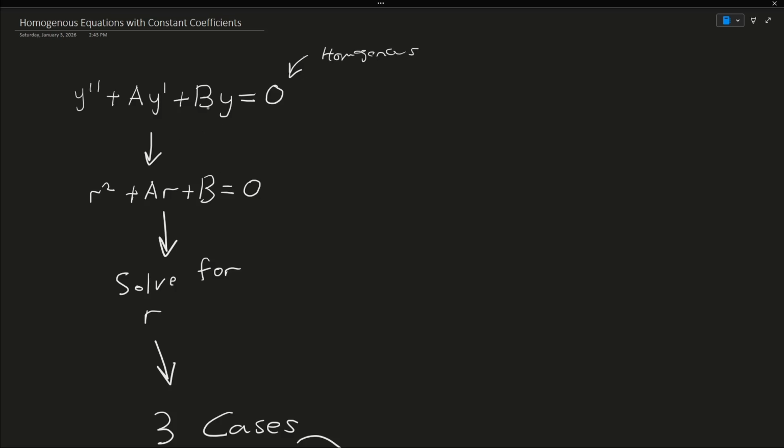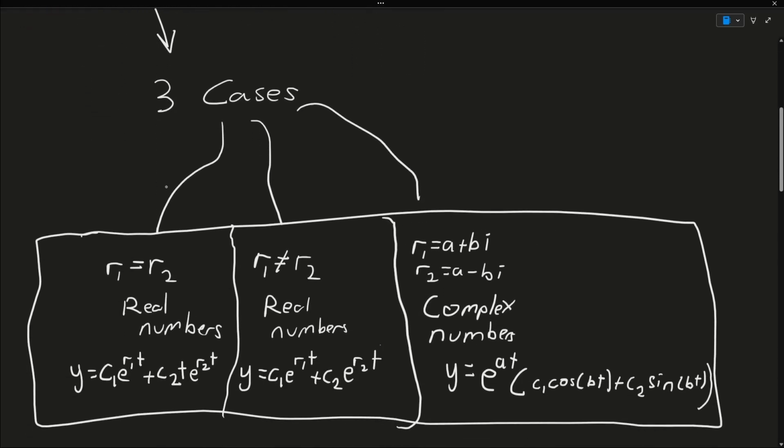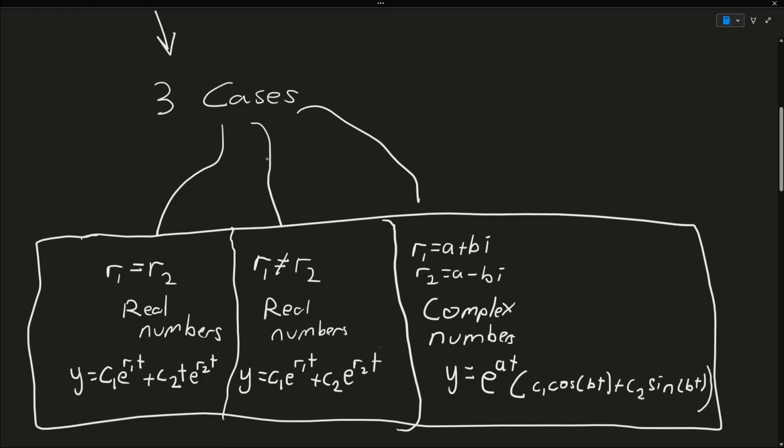Okay, so y double prime would be equal to r squared, y prime equals r, and y equals a constant. So keep that in mind and build this form: r squared equals ar plus b from here. And then what you want to do is solve for r. Once you solve for r, you have three cases.